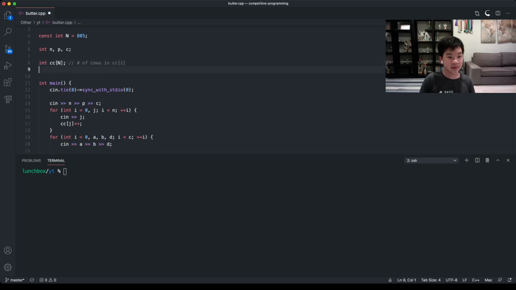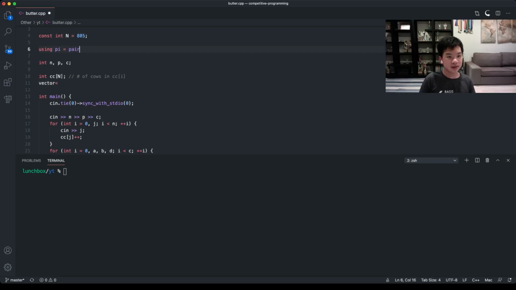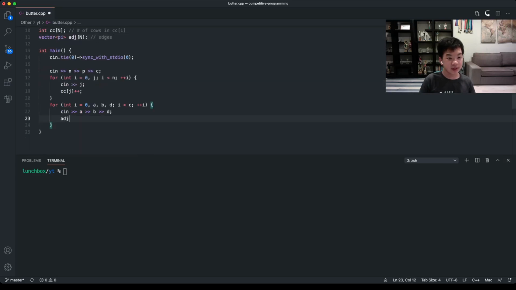Okay, so to represent this, we can use a vector of pair of integers. So let's use pi equals pair int. So okay, we can just use pi here, and let's call this graph. So we have ADJ, or adjacency list. So we have N nodes, and so let's just call this our edges. Okay, so then we're going to do ADJ of A. Since the edges are bidirectional, meaning that it can go both ways, we're going to insert them 2 times from each one. So adj[a].push_back(b, d). Alright.